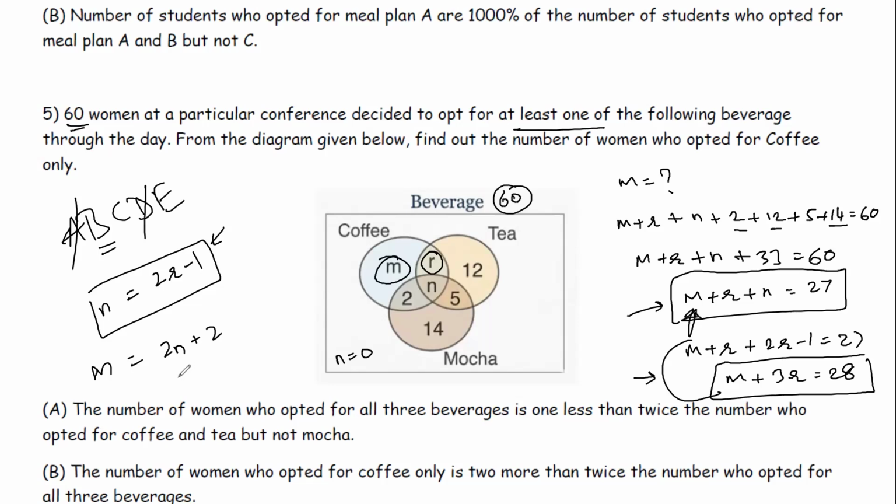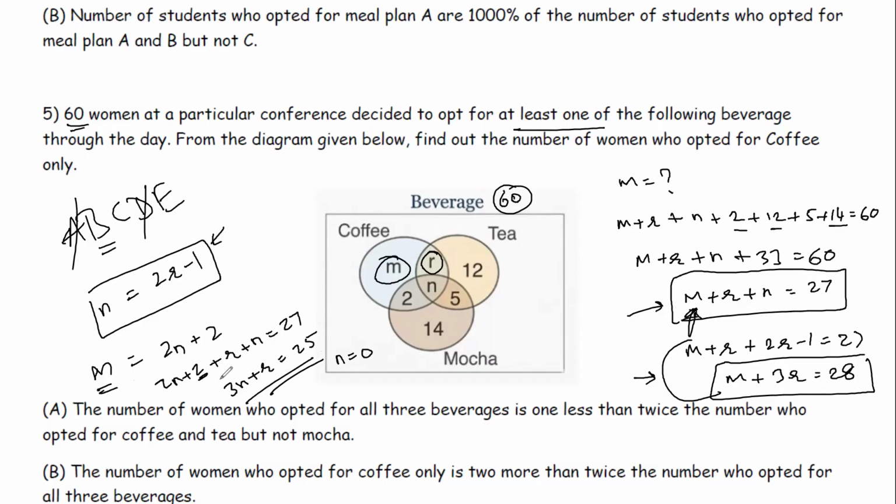So again, if we substitute the value of M in here, we get 2N plus 2 for M, and then R plus N plus R plus N is equal to 27. So that gives us 3N plus 2R, so it's equal to 25. So again, R and N, two things are missing.